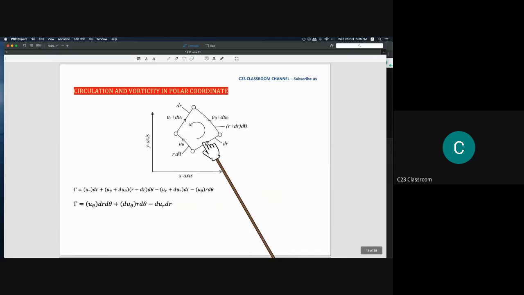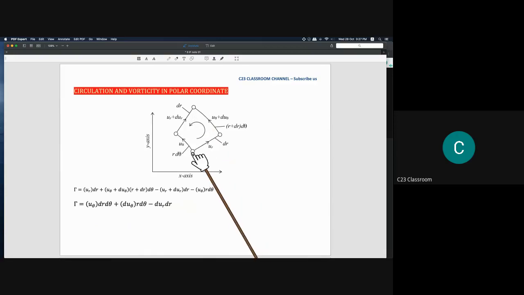And this is the circulation and vorticity in polar coordinates. So again, we have this shape, and you know that this shape actually comes from the rotational movement of fluid in circular motion. So we have u theta here and u theta plus du theta. So we have ur here and ur plus dur here.